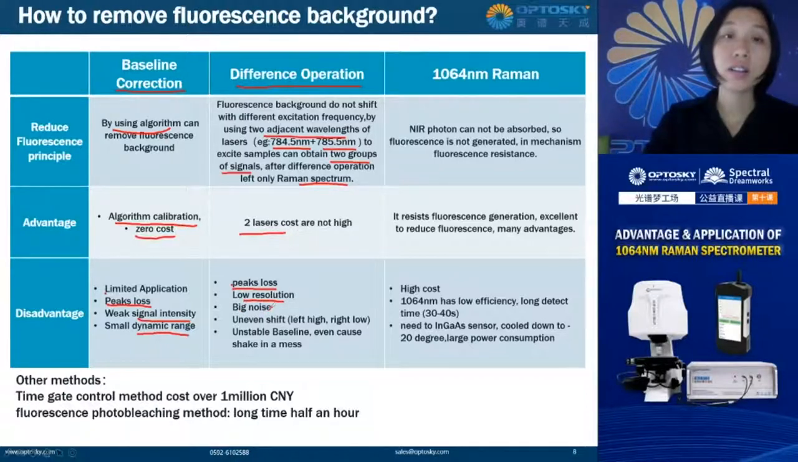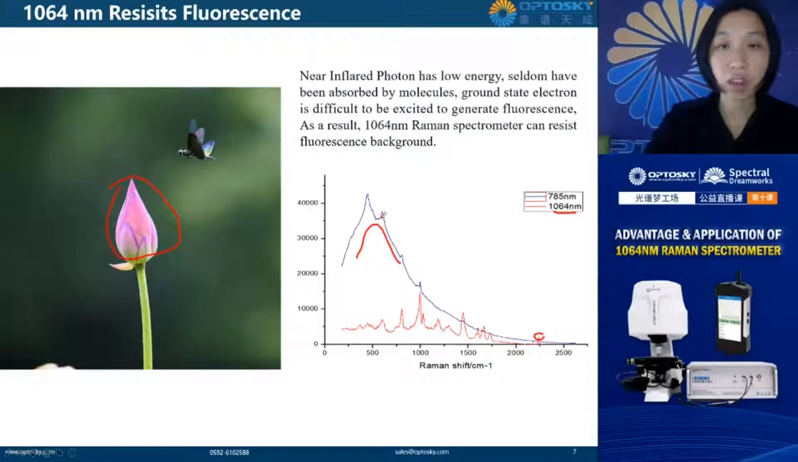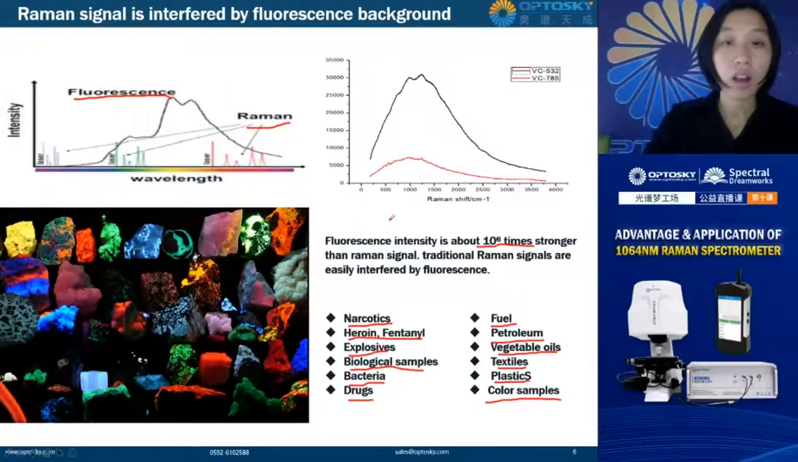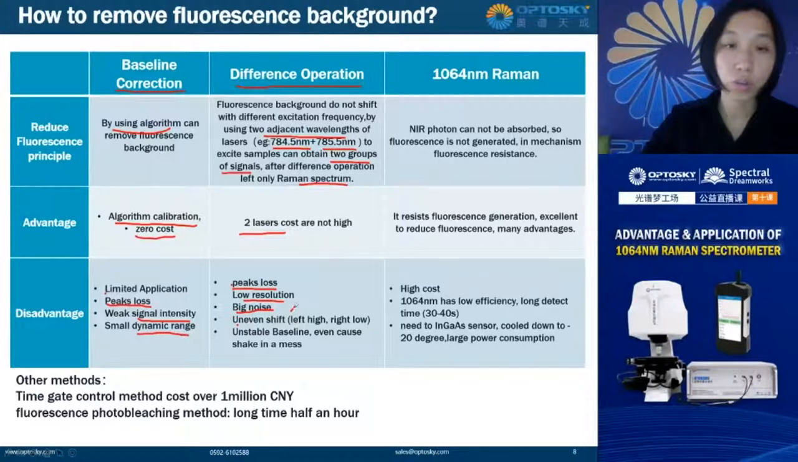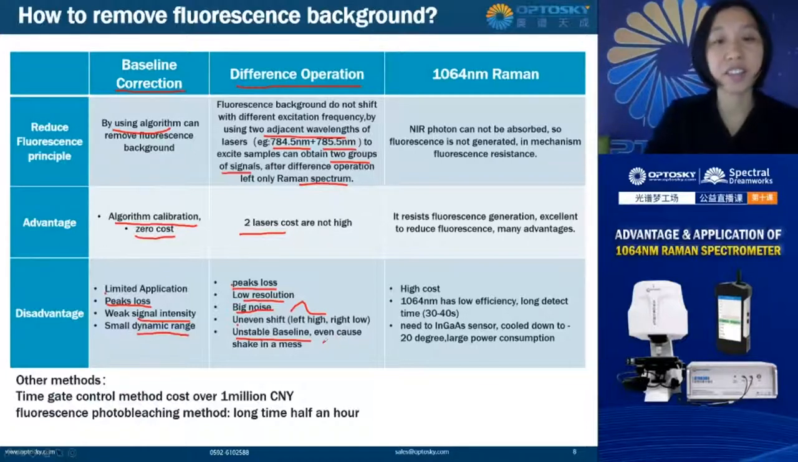After the difference operation, the noise becomes bigger. Also, if the shift is low on the left and high on the right, after the difference operation the shifts could look like this. So it will make the curve shapes distorted and not look so nice. These are the disadvantages. It will cause uneven shifts, and after difference operations the baseline is unstable and can even cause a shake.